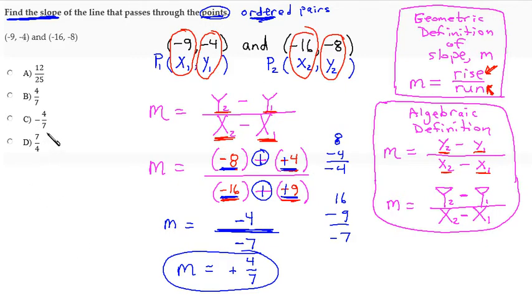So we find that the proper answer that gives us the correct response is B, +4/7. If this was a multiple choice test or a final exam, the correct response would be B.